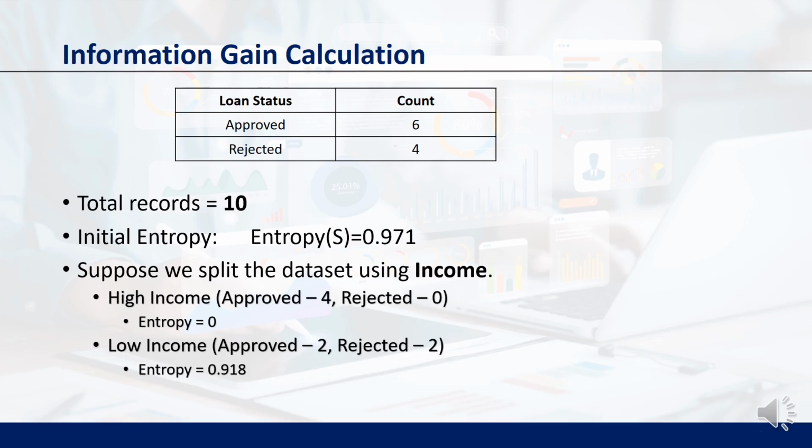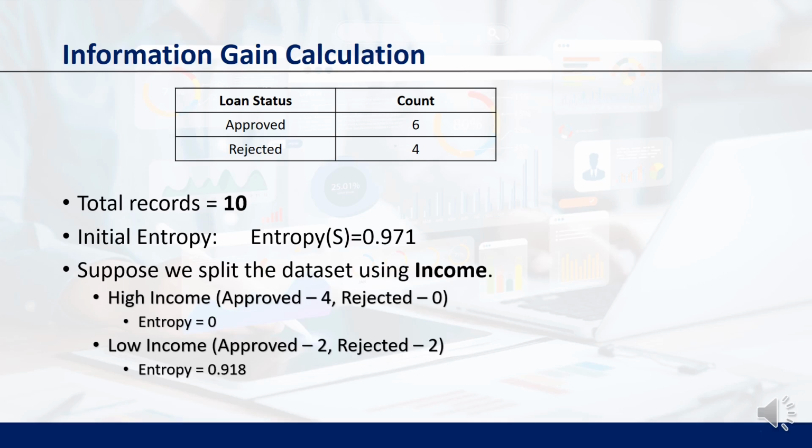Let us work through an example shown in the presentation. Suppose we have 10 loan applications. There are 6 approved and 4 rejected. Therefore, the initial entropy of the dataset is approximately 0.97. Now suppose we split the dataset using the attribute income. After splitting, the high income group contains 4 approved and 0 rejected. Therefore, its entropy is 0. The low income group contains 2 approved and 2 rejected. Its entropy is approximately 0.91.